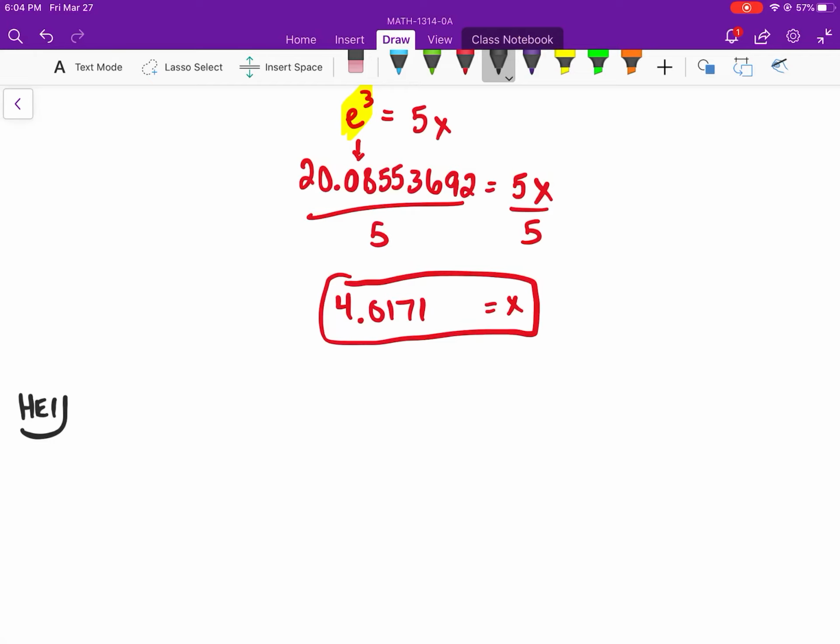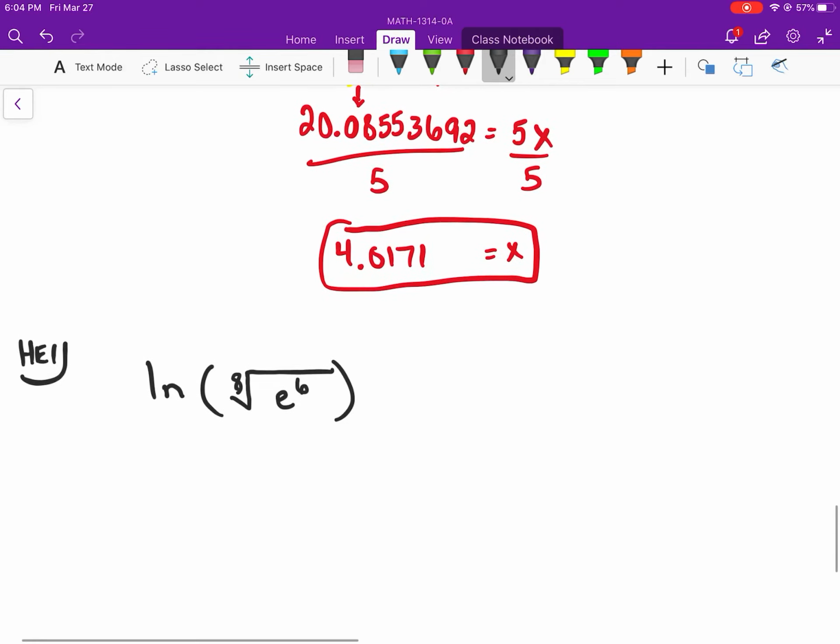Now I want to give you one more example. We'll call this Hawks example number 1. I always get students that are a little confused about this one, okay? It says to evaluate the following logarithmic expression without the use of a calculator. Alright, so it gives us ln of the 1/8 root of e to the 6th power. Now, again, I'm going to read the directions one more time. It says evaluate the following logarithmic expression without the use of a calculator.